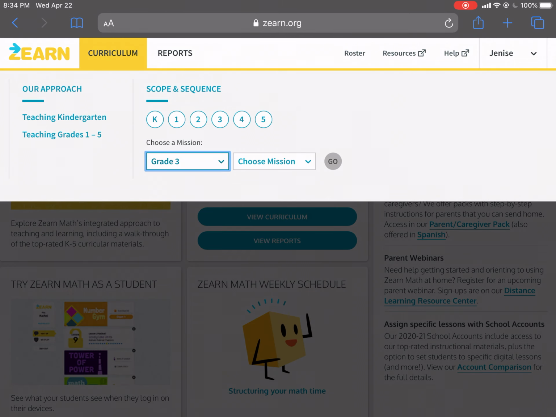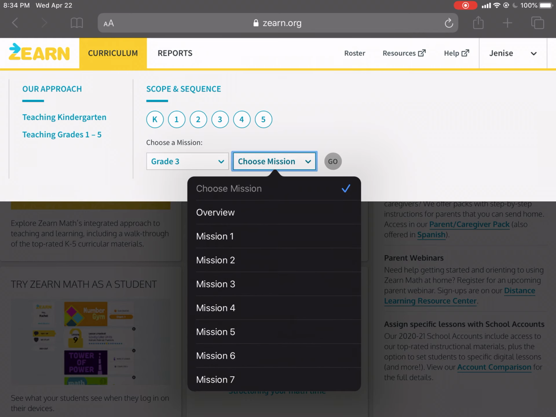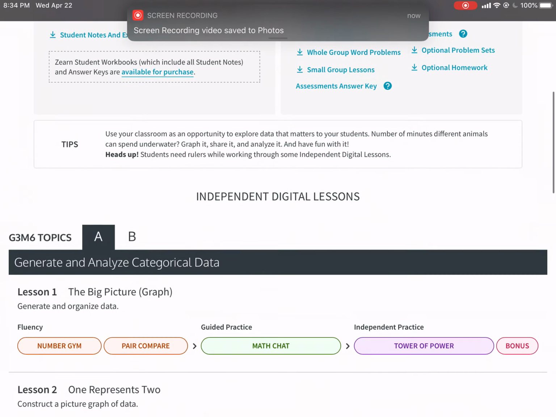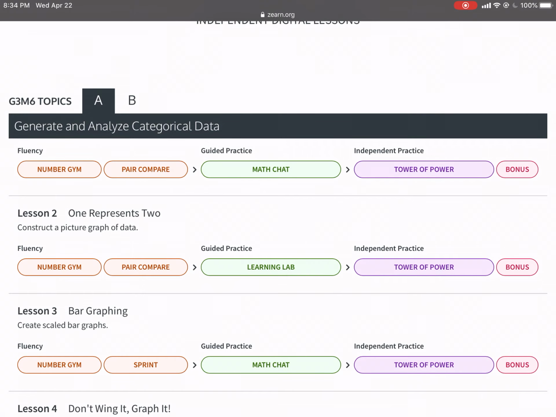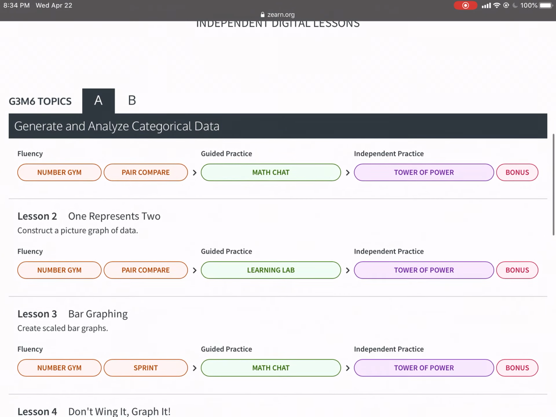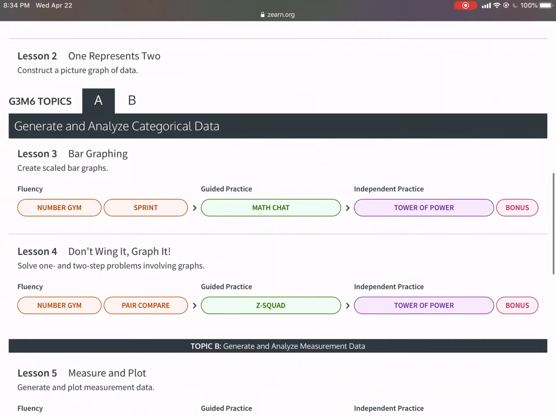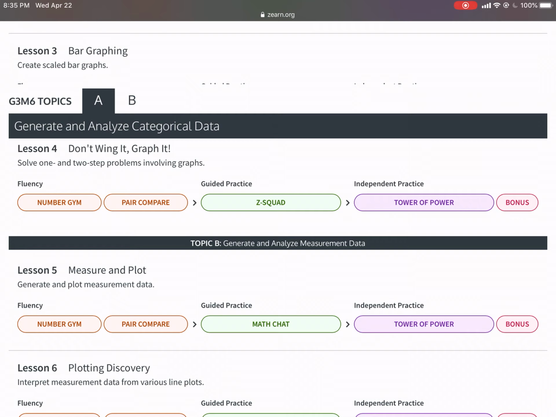Today we're going to be working on Module 6, Lesson 4. So far in our math lessons, we've learned how to generate and organize data in tables. We've learned how to make picture graphs, and we've learned how to make bar graphs. Today, our lesson objective is I can solve 1- and 2-step problems involving graphs.